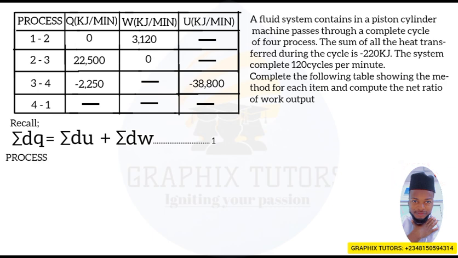Now, if I look at process 1 to 2, you discover that Q1 to 2, meaning the heat at process 1 to 2, is 0. Just like you can see, it is given, but it is 0, there's no heat input. That is, it is adiabatic there, no heat input. And the work done during process 1 to 2 is given as what?